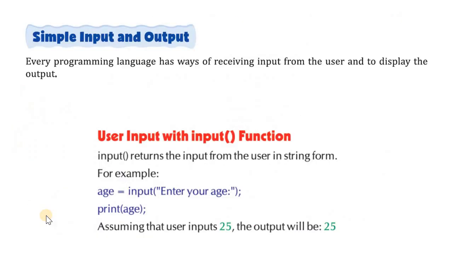Okay, good. Now simple input and output. Every programming language has ways of receiving input from the user and displaying the output. You see, user input with the input function. So this is the first thing we will see. Basically this returns the input from the user in string format. So for example, if I write age is equal to input, enter your age, and then if I write print age, then assuming that the user inputs 25, the output will be 25.